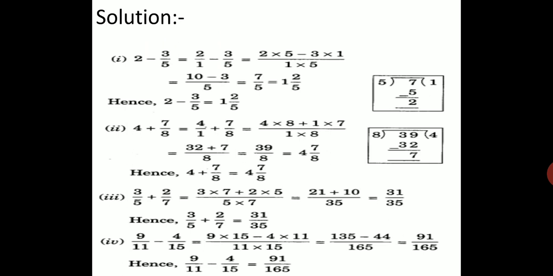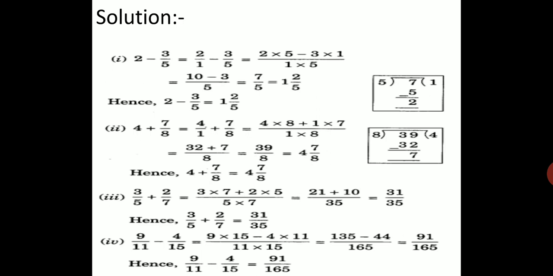Now you can see easily the third part, 3 by 5 plus 2 by 7. Now 3 into 7, why have we done this? Because the LCM of 5 and 7 is 35, which means 5 into 7. What number should I multiply with 5 to get 35 in the denominator of 3 by 5? I have to multiply with 7. So 3 by 5 multiplied by 7, up here also multiplying by 7, 3 into 7, so you can see it comes 21. And plus, what number should I multiply with 2 by 7?